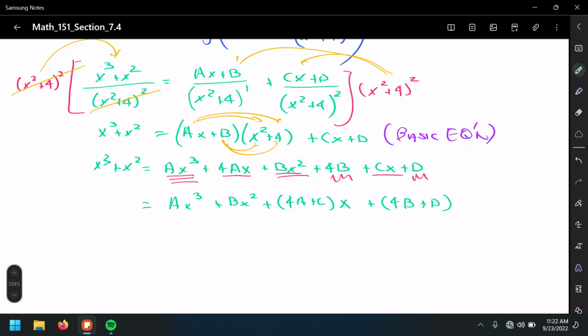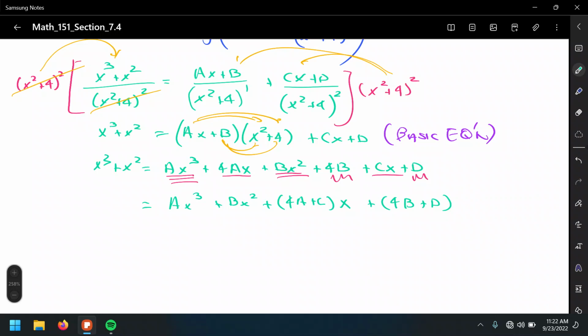What are we going to do with this equation? Well, let's go back to the left hand side of the equation. What do we have? x cubed plus x squared. On the right hand side we have x cubed, x squared, x to the first, and a constant term, basically an x to the 0 if you will, right? No need to write that x to the 0. I just wrote it real quick so you can see the pattern of descending powers in this case.